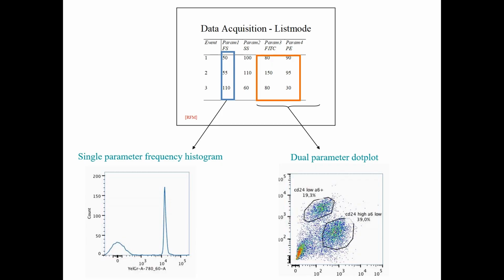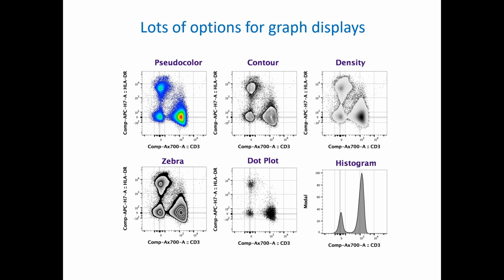The data can be displayed as single-parameter frequency histograms with statistics available on how many cells in each population, how positive or negative they are, and as dual-parameter plots, any parameter versus any other parameter, which allows deeper identification of different subpopulations. There are lots of options for how to display one or two-dimensional data, as shown here. The standard dot or pseudocolor plots, but also contour, density, and zebra plots sometimes help to distinguish small populations.